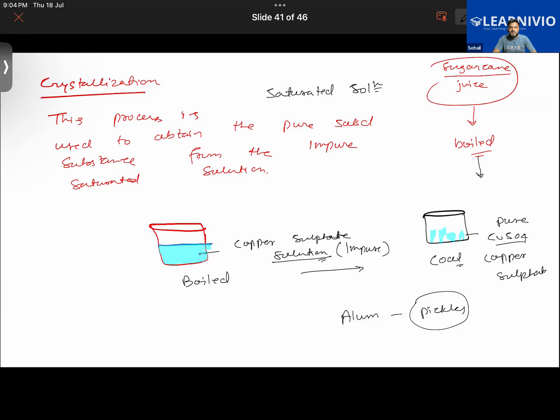Anyways, the uses of crystallization: I told you there are some common uses, like obtaining salt from seawater, obtaining sugar from sugarcane juice, or obtaining crystals of copper sulfate from an impure solution. So you have a liquid impure solution, and from that you get a solid pure crystal. Got this? If there is any confusion in this, please let me know.